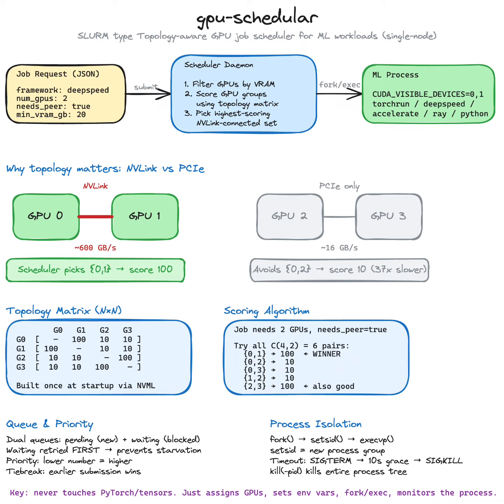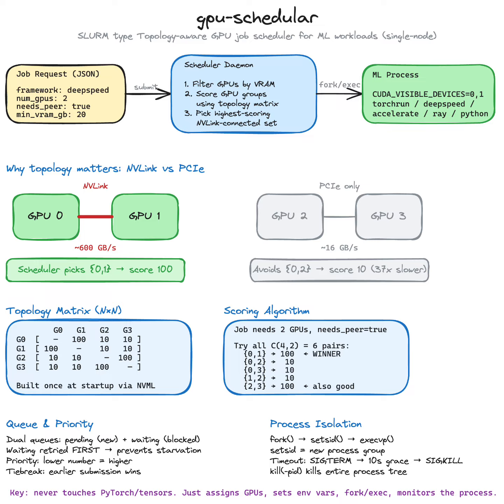Now moving on to the topology matrix. At startup, the daemon queries NVML for every GPU pair and builds an n times n matrix of link scores. For example, NVLink might be scored as 100, GPUs behind the same PCIe switch as 50, and cross-socket PCIe as 10. This matrix is built once and kept in memory, so scheduling decisions can be made quickly.